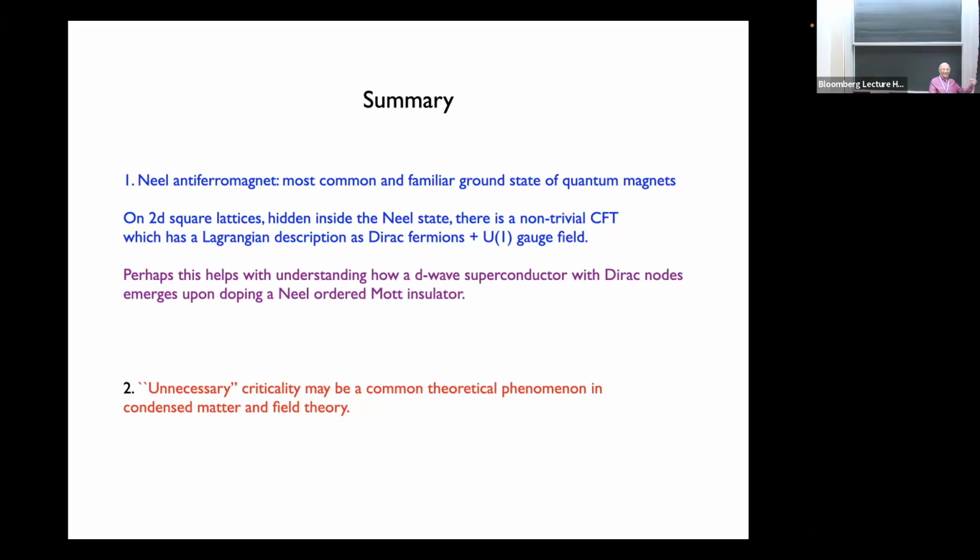If the Neel antiferromagnet is close to this critical point, or maybe it gets closer to this, the spin physics becomes closer to this as you change the doping or something. Maybe you expose these Dirac fermions as the Dirac node of the D-wave superconductor. The fact that this Dirac structure may be lurking inside the Neel state, perhaps that's a useful thing in the quest to understand this. And this phenomenon may actually be common, at least as a theoretical phenomenon, maybe not in experiments, in both condensed matter and field theory. We seem to be finding a growing number of examples. Let me stop.